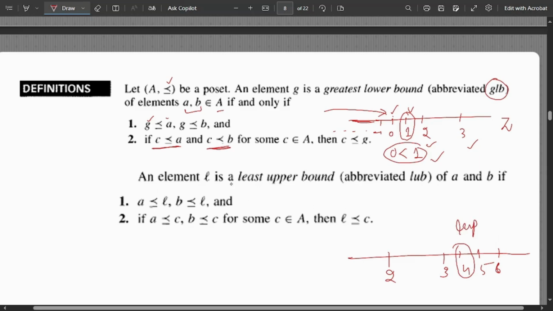That implies that we can define L as the least upper bound of A and B if L is greater than both A and B, and if there exists an element C which is greater than A and B, then C is also greater than or equal to the least upper bound. Suppose here 5 is also greater than 2 and 3, that implies 5 is also greater than or equal to 4. So this is all about minimum element, maximum element, minimal, maximal, and the greatest lower bound and least upper bound.